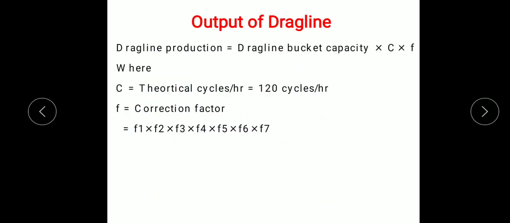The output of the drag line can be found out by using the formula. Output is equal to drag line bucket capacity multiplied by C multiplied by F, where C is the theoretical cycles per hour and it is generally 120 cycles per hour, meaning in an hour a drag line completes 120 cycles, and F is a correction factor which can be found out by multiplication of F1 multiplied by F2 multiplied by F3 multiplied by F4 multiplied by F5 multiplied by F6 multiplied by F7.